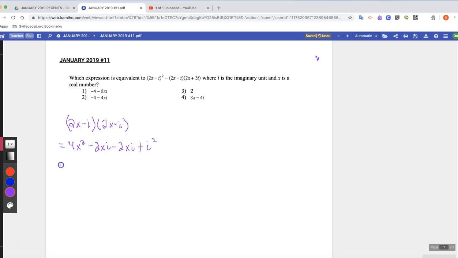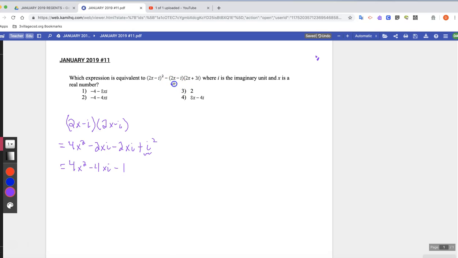And as is the case when we FOIL out or distribute out binomials, we can combine some like terms here. So the negative 2xi and the negative 2xi are both like terms. Adding those up, we would get negative 4xi. And the other thing to remember is that i squared is equal to negative 1. So we'll just put in minus 1 for i squared. And that's the best we can do with 2x minus i being squared.